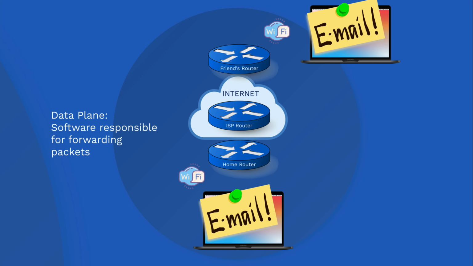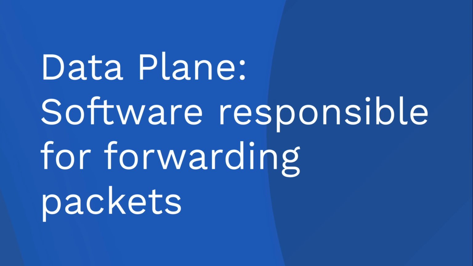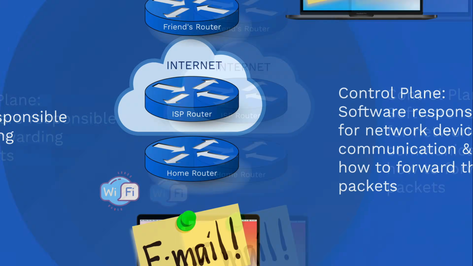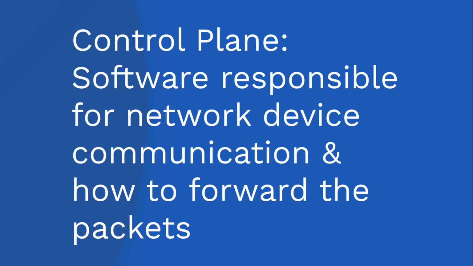So now let me give you an official definition. The data plane is a little piece of software running on your router that is responsible for forwarding packets, whereas the control plane is a software that's responsible for allowing the network devices to talk to each other. That's their communication mechanism. And how to forward the packets, that's the next step, right? So if you have multiple paths to the outside world, which path should you choose as primary to communicate?